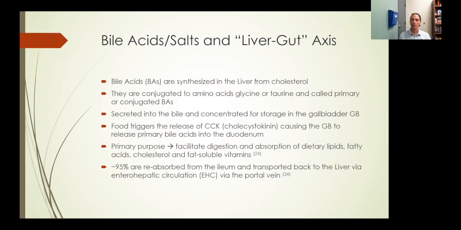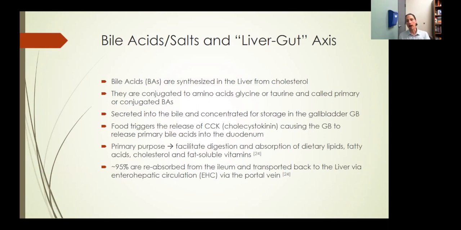So a fatty meal comes along, and this is why when someone has pancreatitis or cholecystitis or gallbladder removal, they often have a hard time breaking down fats, because we need the cholecystokinin and the bile to break down fats. So the bile moves into the digestive tract, helps break down the fats, and helps absorb the fats. Not only that, but also cholesterol and other fat-soluble vitamins. So your A, D, E, and K, it helps with the absorption of those.